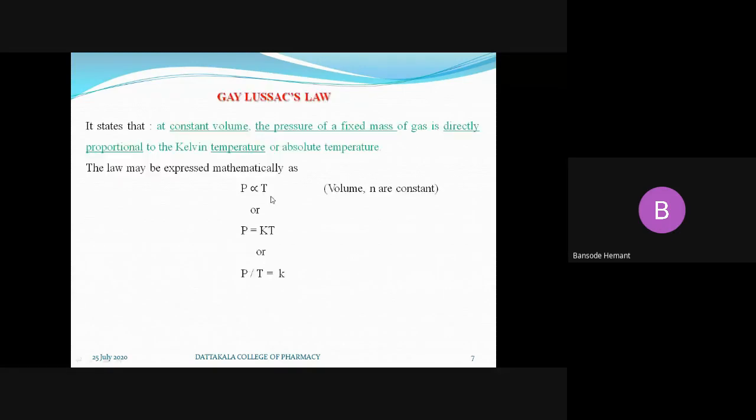It is simply the relationship between the pressure and temperature at constant volume. Next law of the gas is Avogadro's law.